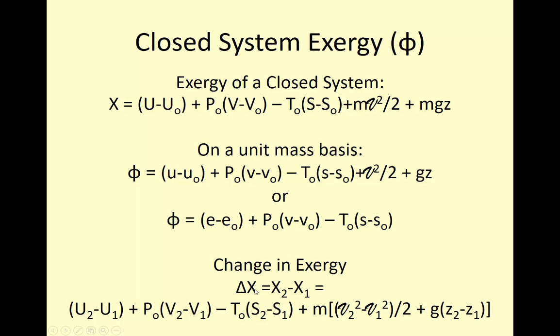And if we wanted to find the change in exergy, delta X is equal to X2 minus X1. If we assume that X2 is our dead state, then we'd have the same equation as we do up here. But otherwise, we can just plug in this X2 minus X1, and we get U2 minus U1, V2 minus V1, S2 minus S1, et cetera. So that's how we would calculate the exergy change in any system. And again, if we assume that our final state is our dead state, then it just returns to looking like this equation here.